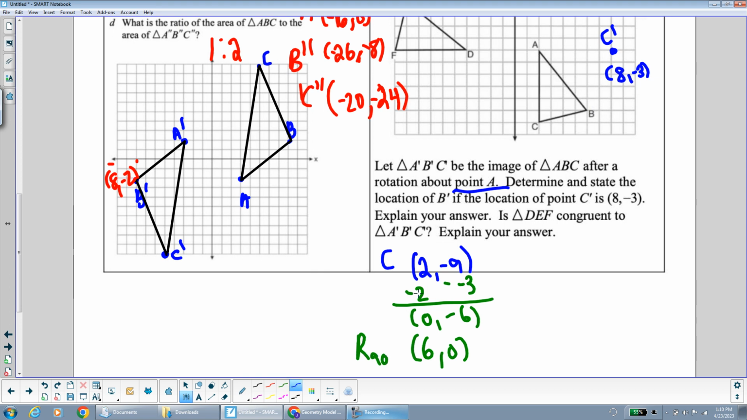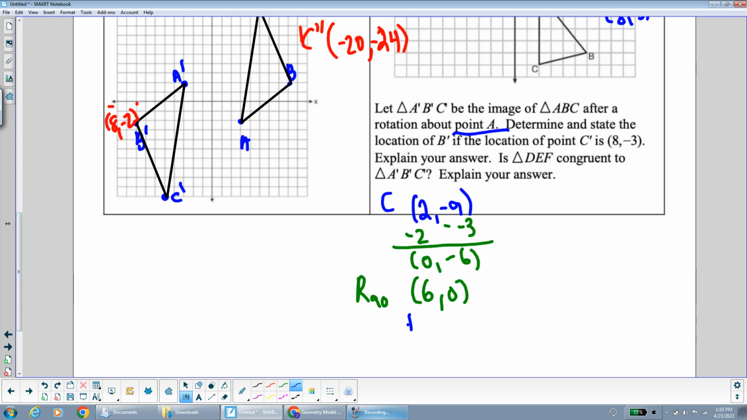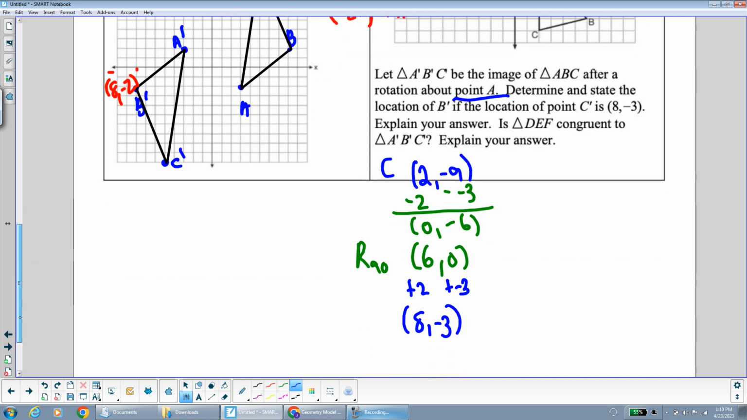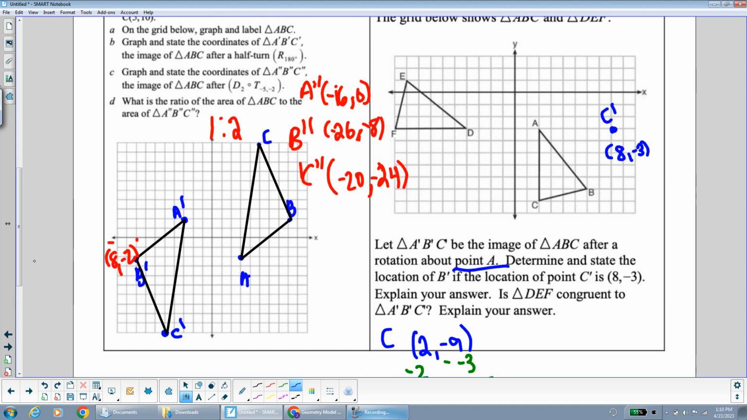But it wasn't really centered at the origin, so I have to add the center of rotation back in at the end. So I'm just going to add back the center of rotation 2, -3, and that does give me 8, -3. So that is what happened here to bring point C to C prime. That was a rotation of 90 degrees counterclockwise. So now I figured out what's going on here. Now that I know it's 90 degrees counterclockwise, and my guess was correct, I can do the same thing for point B.